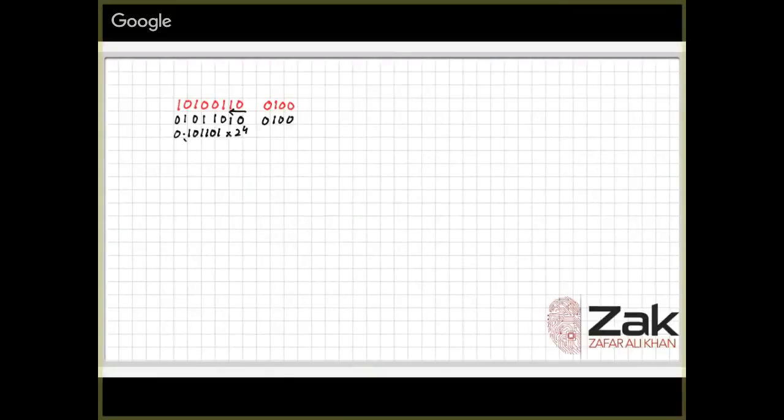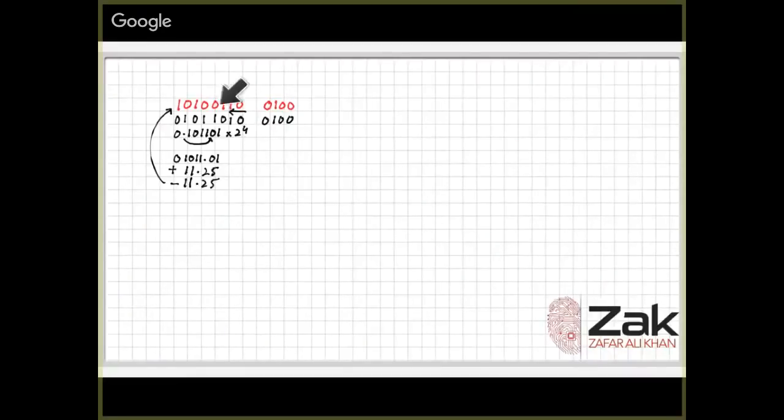And in order to resolve this 4, we will move 4 points to the right. This would become 0.1011.01, and then we solve it further. This would become 1, 2, 4, 8, 8 and 2 is 10, and 1, 11.25. But this is positive 11.25. It means the number that we were tackling was actually negative 11.25. So this is actually negative 11.25. Is that clear? All right.